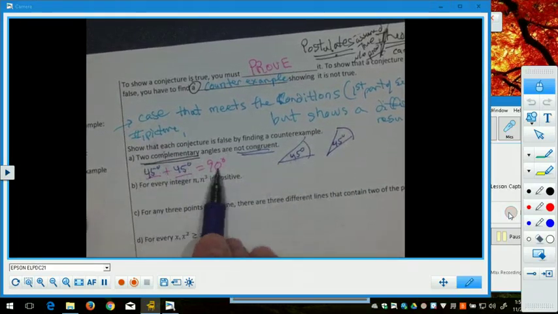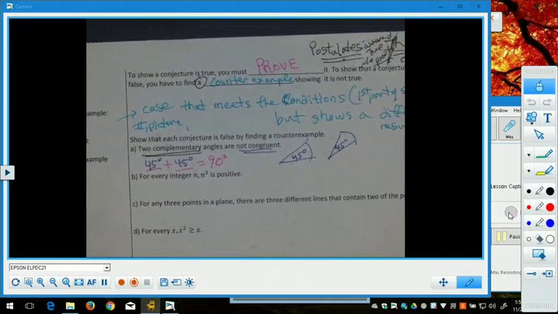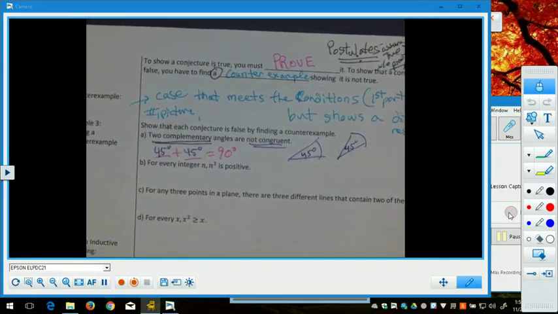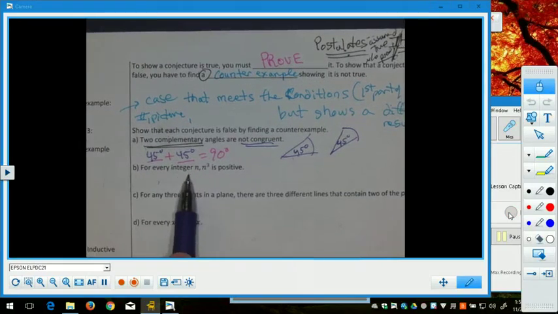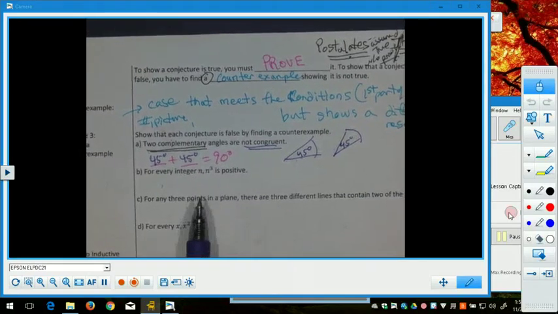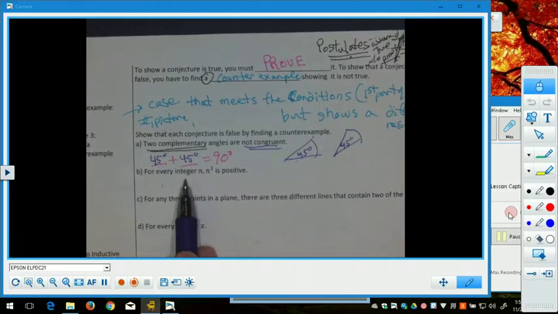That they're going to be complementary because they're going to add to 90. So I just need one. I don't need to find other things. I found one case. For every integer, remember integers are our counting numbers, both positive, negative, and 0.